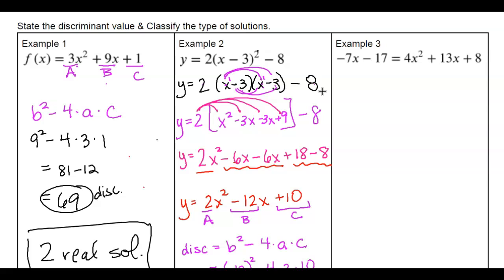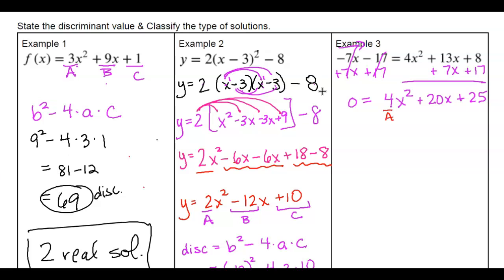So this one, I don't need to do any multiplying, but I do need to get all the terms to one side. So it doesn't matter if you move things to the left or the right. I just looked that I have 2 on the left and 3 on the right, so I'm just going to move these to the right side, just a preference. So I'm going to add 7x, and I'm going to line it up with the other x term, and add 17. So 0 equals 4x squared plus 20x plus 25.